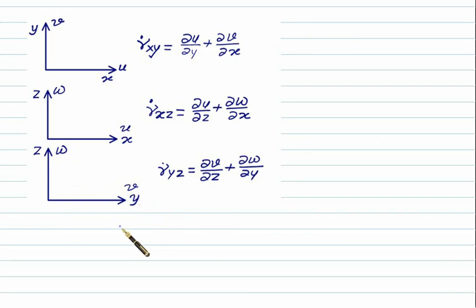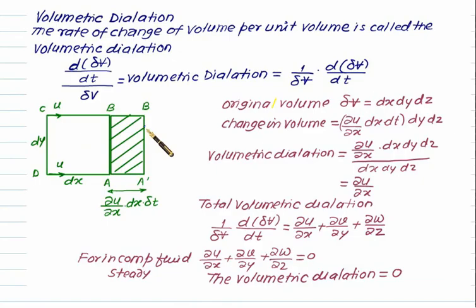One more term involved in the deformation of a fluid element is called volumetric dilation. The rate of change of volume per unit volume is called volumetric dilation and is defined as the derivative of change in volume with respect to time divided by the original volume. So we have volumetric dilation given as 1 by the original volume times the derivative of change in volume with respect to dt.